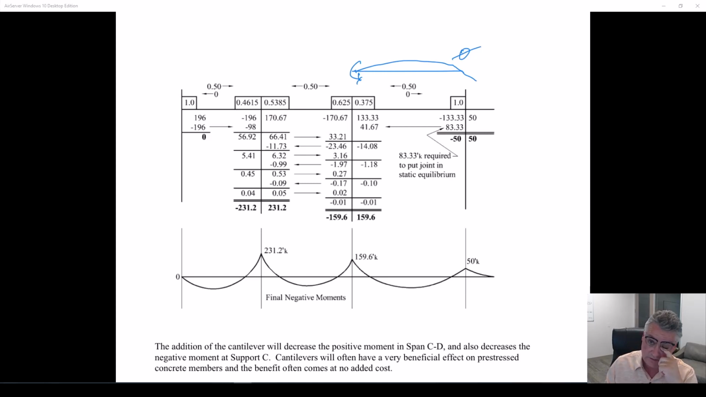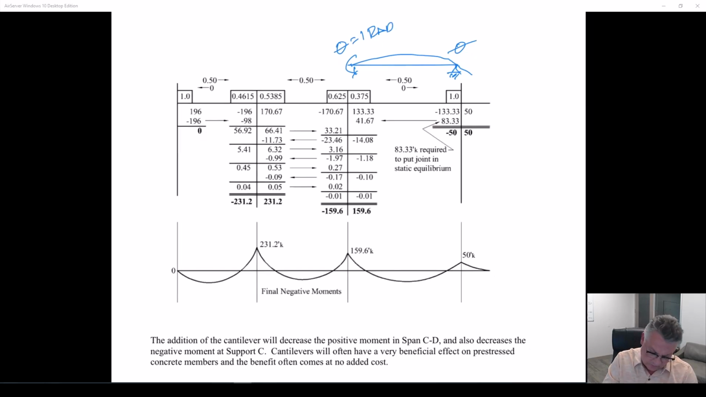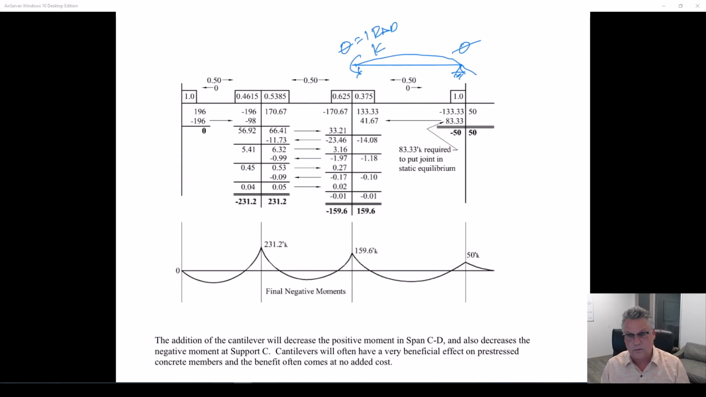The fact that I extend an element past that joint doesn't change anything about the fact that to twist that 1 radian with that being a pin didn't change the stiffness of doing that. So that may or may not seem like it makes sense, but it needs to make sense. It does. Spend time thinking about it.